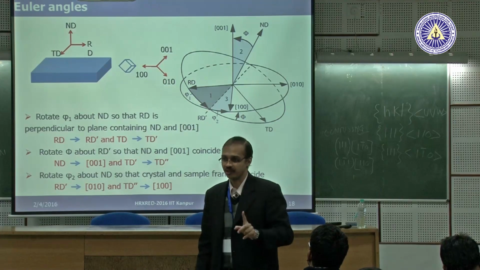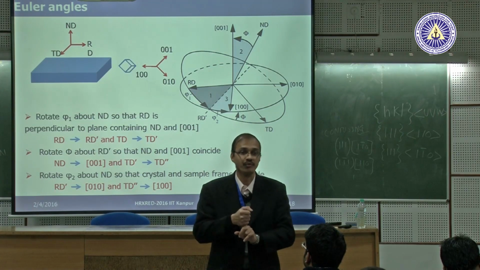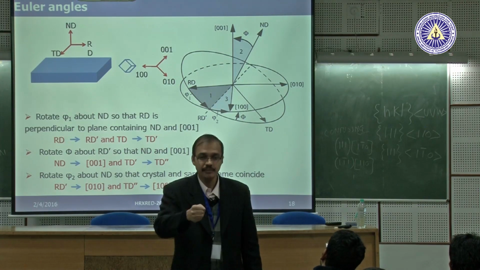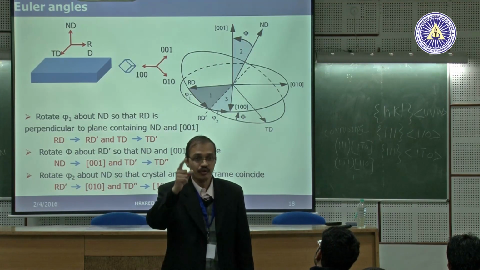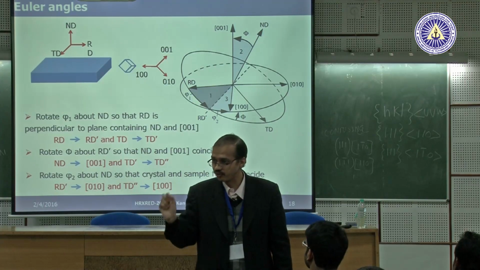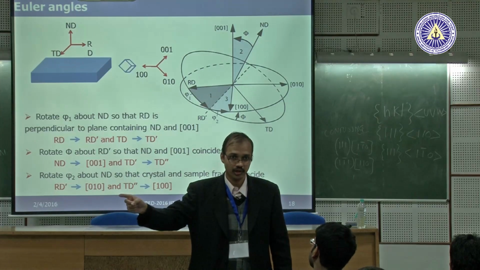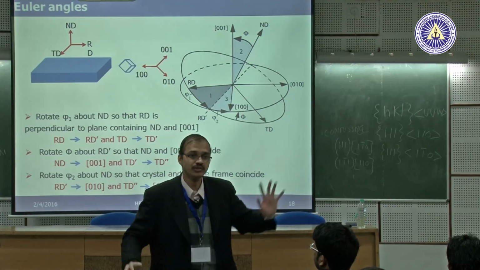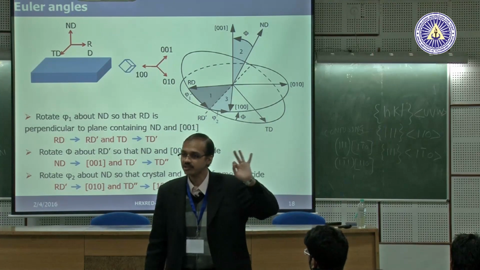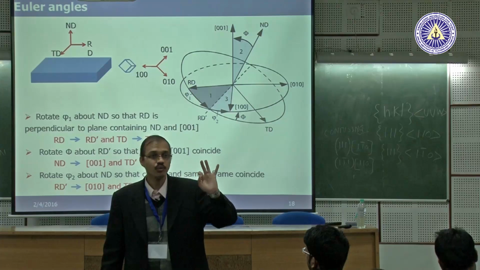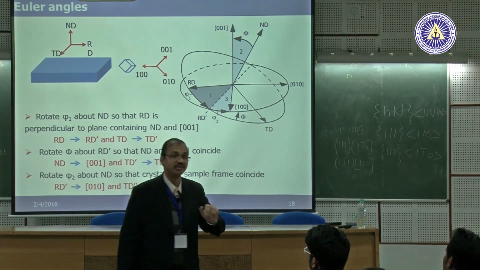Now the final rotation. You go back to your new ND, which is coinciding with your 0, 0, 1. So now when you rotate about ND by phi 2, since it is an orthogonal frame of reference, the moment you bring RD into coincidence with 1, 0, 0, you obviously know that TD is also going to come into coincidence with 0, 1, 0. So just by defining three angles, I have told you how to bring them into coincidence. Instead of measuring 9 angles, I am measuring only 3 angles. So this should be very clear.